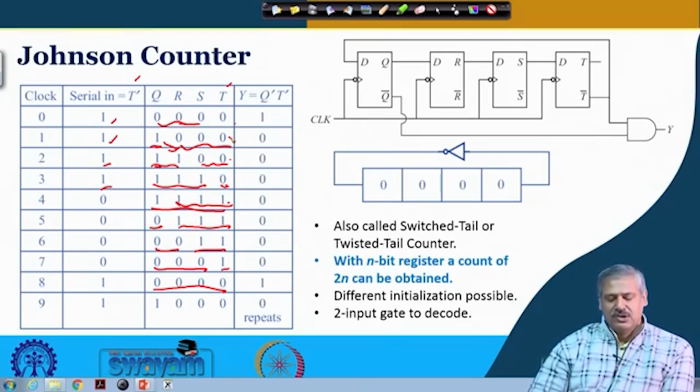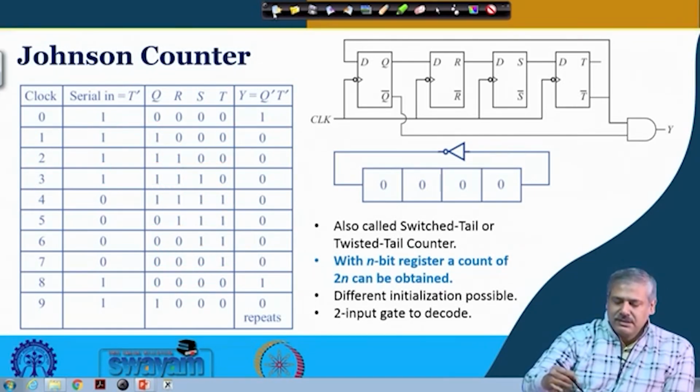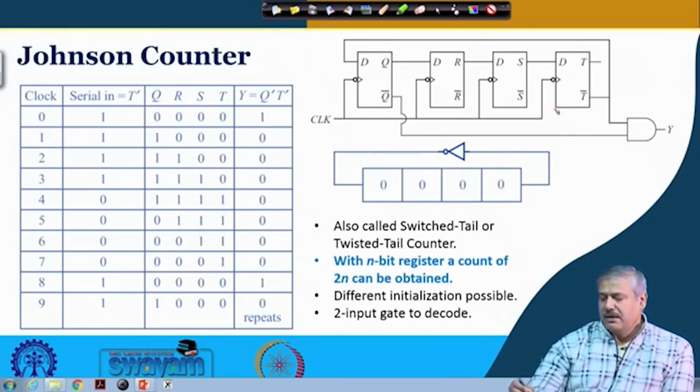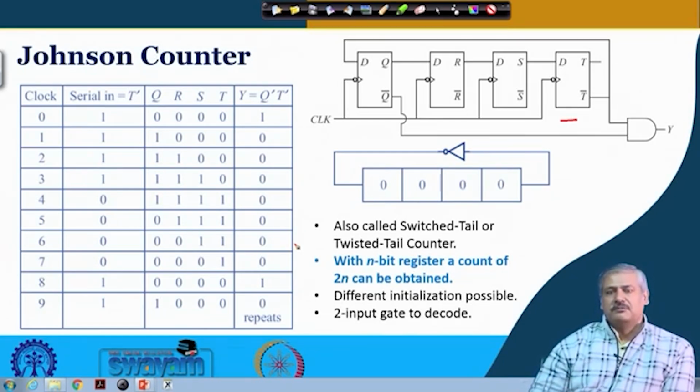Is it fine? So what we see in this case is that the sequence of states is getting repeated after 8 clock pulses. Okay. So it can give a count of 8 clock pulses, and in that sense, with 4 flip flops, a 4-bit shift register, we are getting a count of 8. So the modulo number is 8. Okay. So that is the Johnson counter. With an n-bit shift register, it can be extended. So if it is a 5-bit shift register or 8-bit shift register, a count of 10 or 16 can be achieved. Okay.